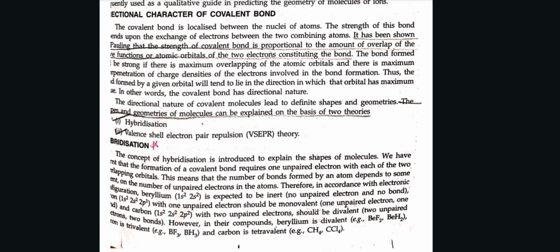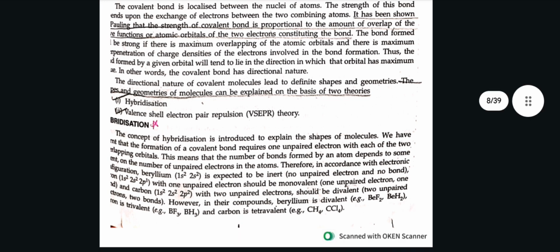Therefore, in accordance with the electronic configuration, beryllium is expected to be inert, with no unpaired electron and no bond. Boron, with one unpaired electron, should be monovalent: one unpaired electron, one bond. Carbon, 1s2 2s2 2p2, with two unpaired electrons should be divalent: two unpaired electrons, two bonds.